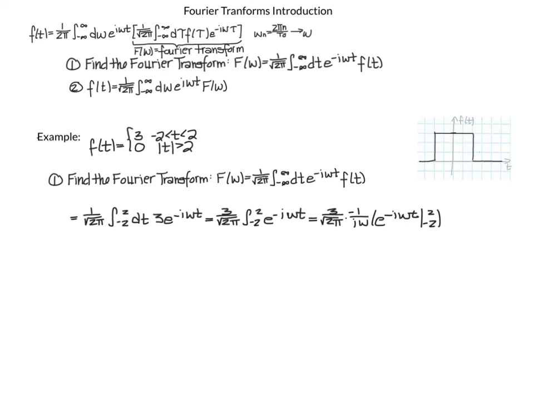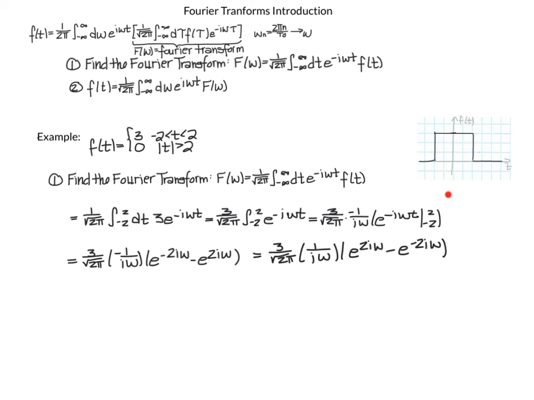and negative 2. I plug in my limits of integration, I plug in 2, so I have e to the minus 2 i omega, minus, plugging in my other limit of integration, that will give me minus 2 for t, so I get e to the 2 i omega.